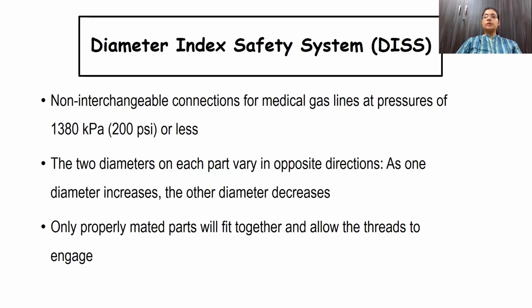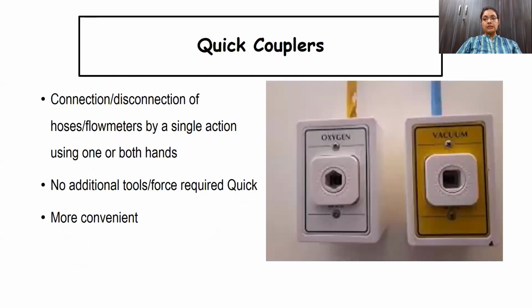I will not go into the details of what diameter index safety system and what quick coupler system is. But the thing is that here through this picture, you can see that the terminal outlet is labeled out and the name of the gas is written. It is either oxygen or vacuum, or sometimes you have a nitrous oxide quick coupler system also. But the shapes are different. Like in oxygen, you see a hexagonal shape in this picture, and in vacuum, you see a square shape. So you cannot interchange the connections.